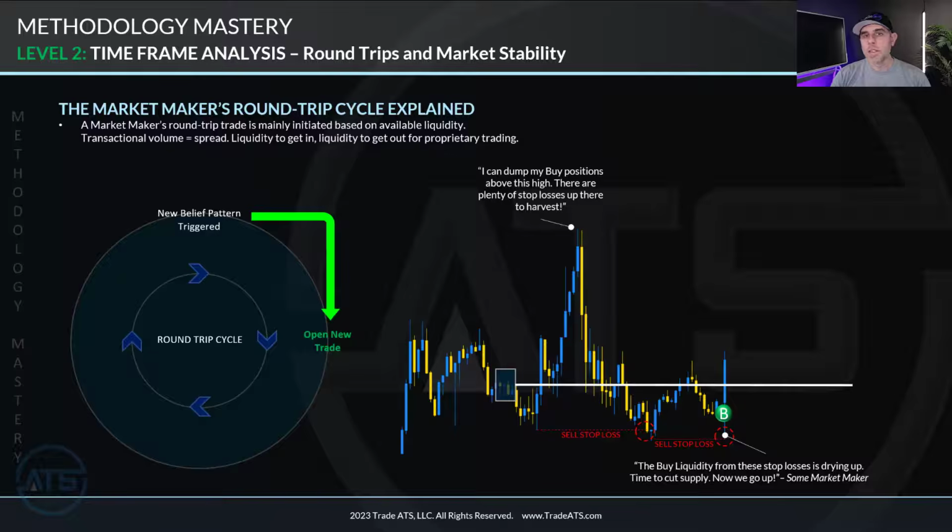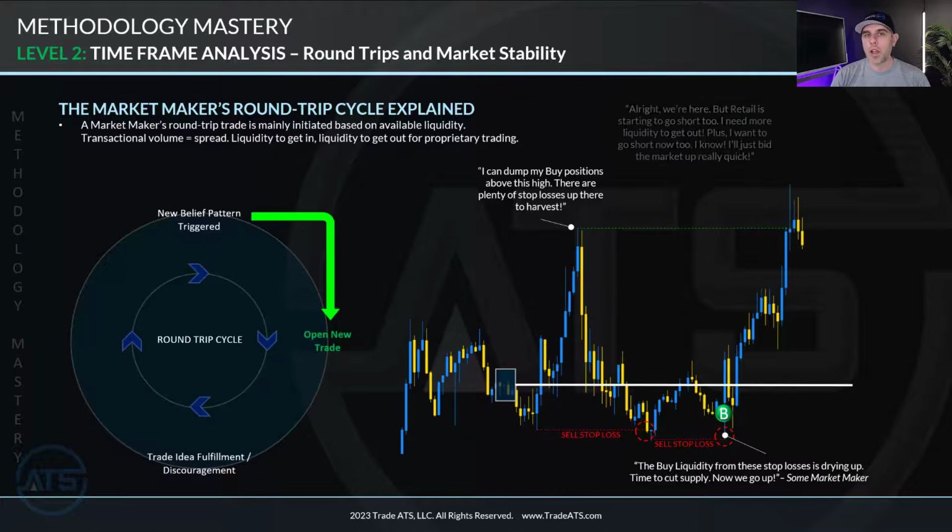So what happens now? Well, very predictably, because market makers have cut supply in the market, the price goes up right where they want it to go. But now they're faced with another problem that they didn't calculate. Retail traders have started to short the market. What are they going to do? There's now not enough liquidity to fully exit their position as they planned. Can they fix it? Yes, they can.